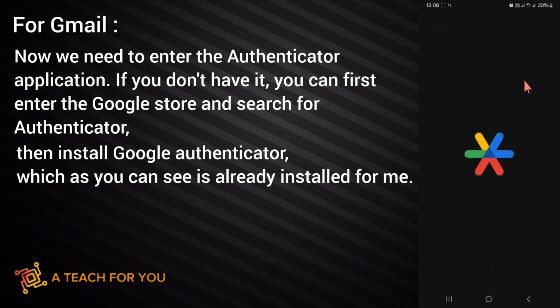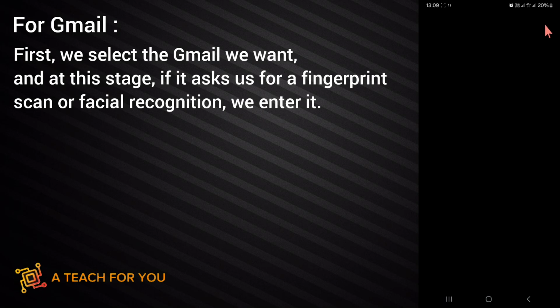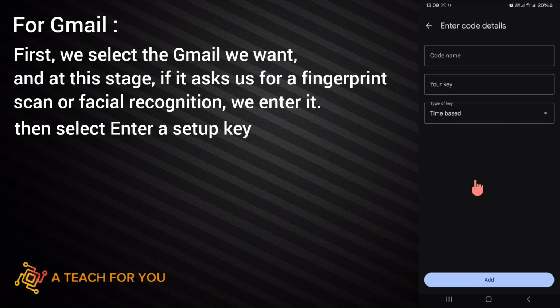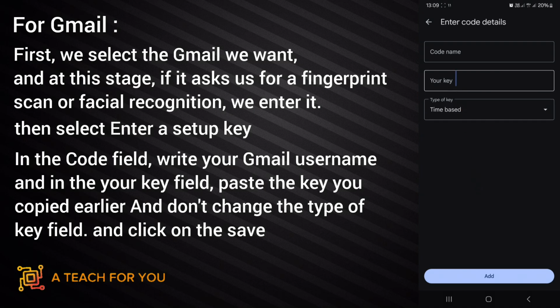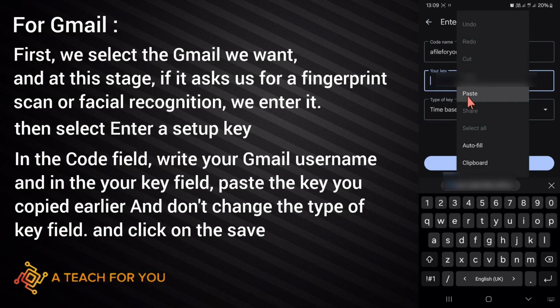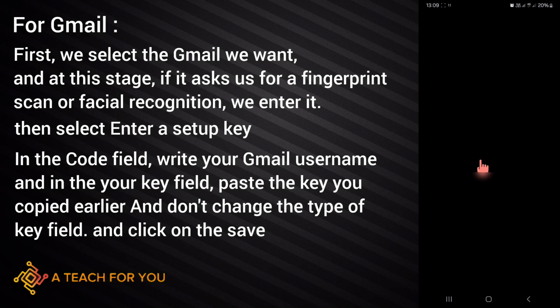Click on Open. First, we select the Gmail we want. And at this stage, if it asks us for a fingerprint scan or facial recognition, we enter it. Then select Enter a setup key. In the code field, write your Gmail username, and in the Your Key field, paste the key you copied earlier and don't change the type of key field. And click on Save.